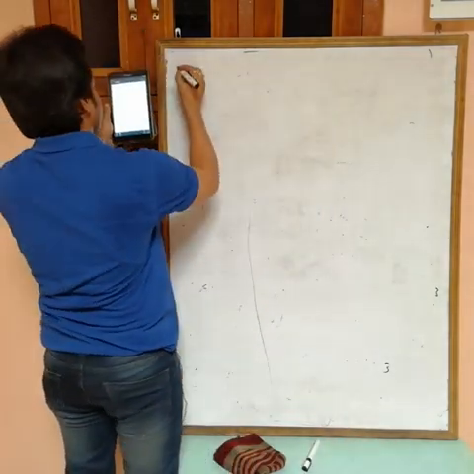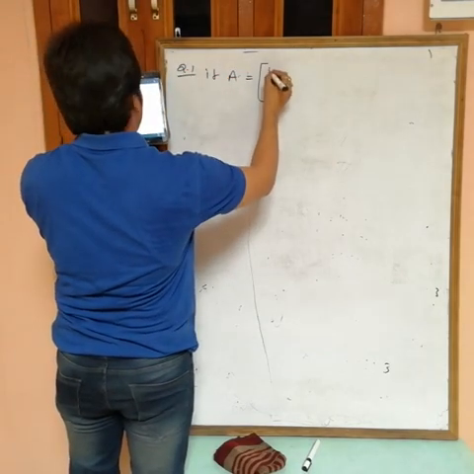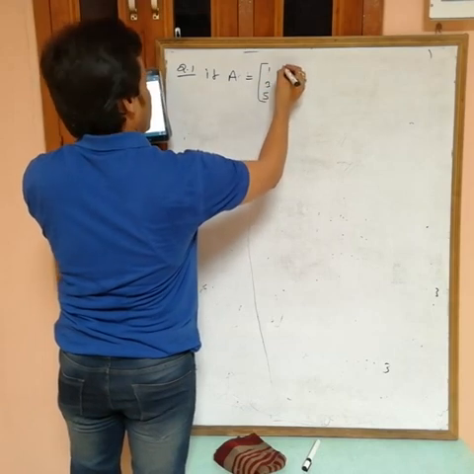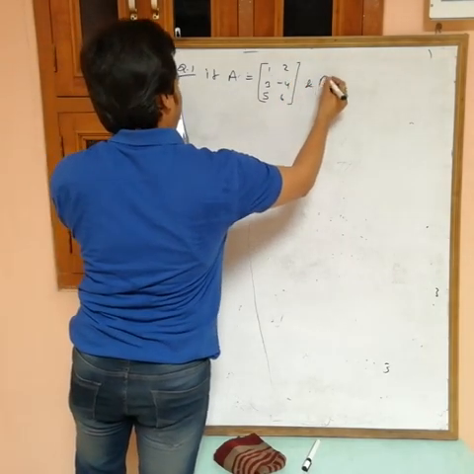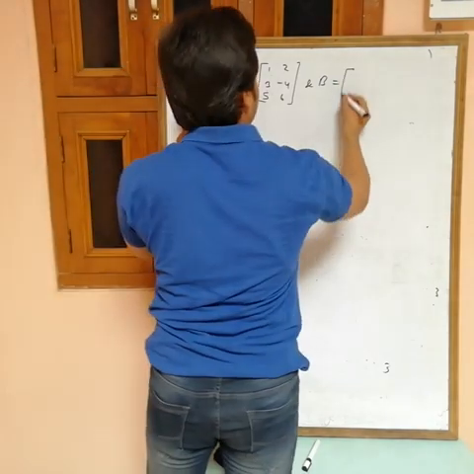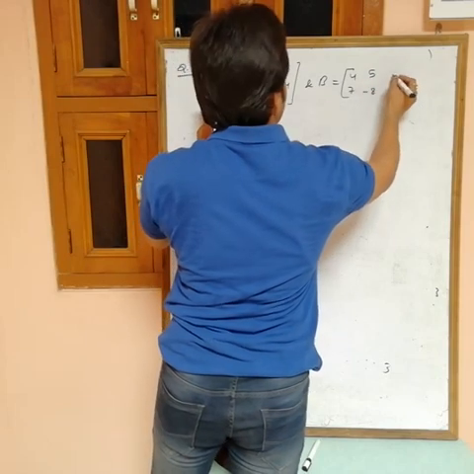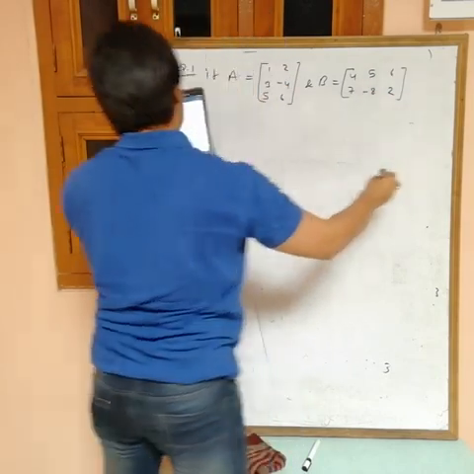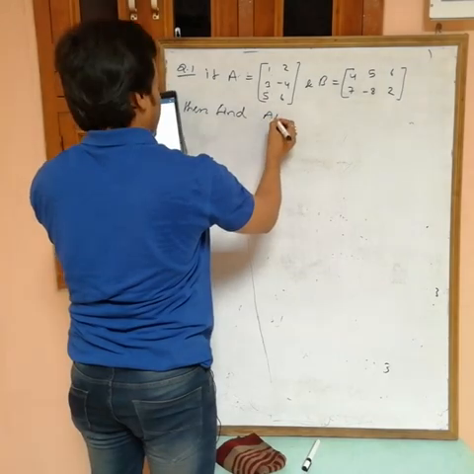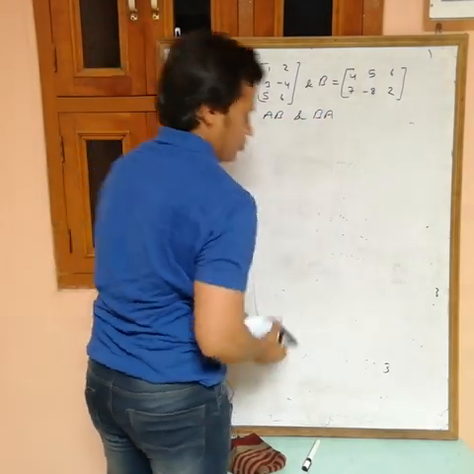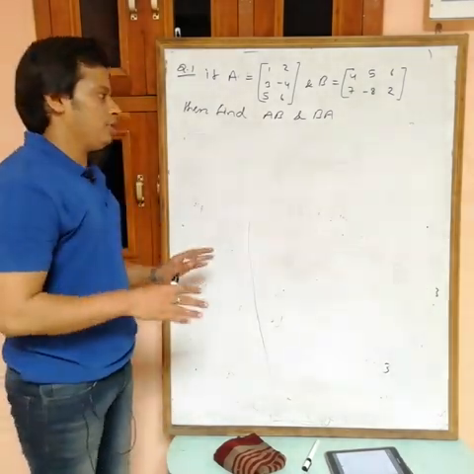Now write a question. If A is equal to 1, 3, 5 and 2, minus 4 and 6, and B is equal to 4, 7, 5, minus 8, 6, 2, then find AB and BA. A and B both are given. Find AB and BA. Pause and try.